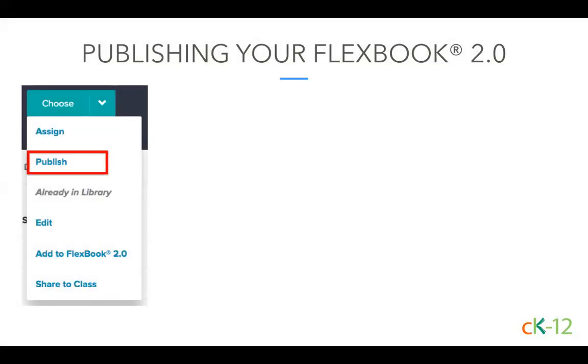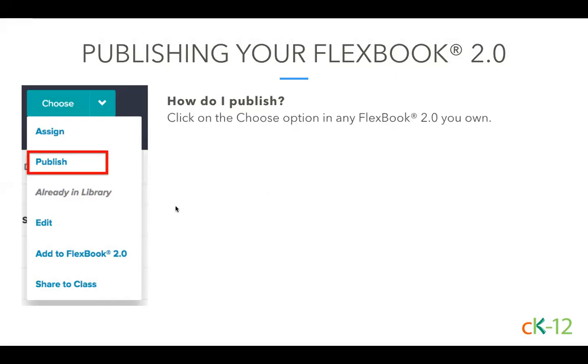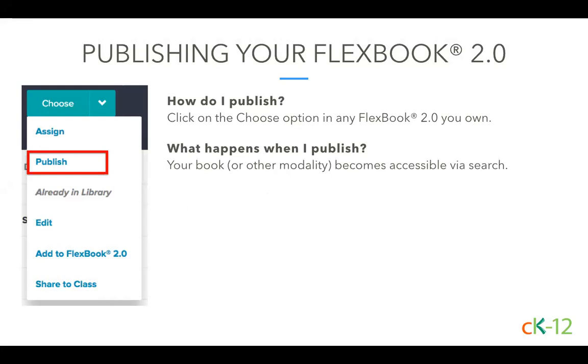Sure. So the first thing that you want to know is that any of your FlexBook work that you're doing, we really encourage you to publish this. So the first question is, how do you publish it? Under that same choose option, you should see the option to publish. When you click publish, that will make it available via search. That's the biggest thing about publishing: people that don't automatically have that link because you shared the link directly can search for that particular piece.